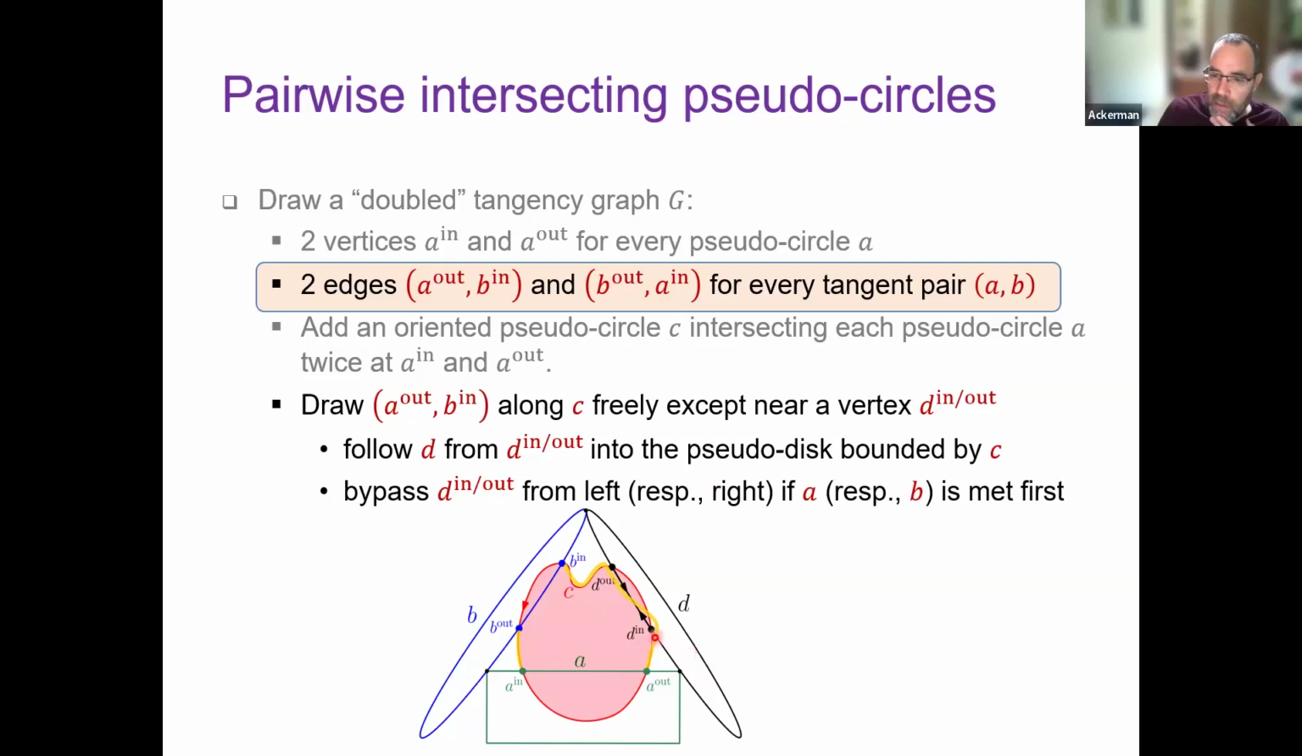So let's say that now I'm at D in. I look at the pseudo-disk which is bounded by C, and I follow into this pseudo-disk. Because every pair of pseudo-circles intersect, at some point I should meet B, and at some point I should meet A. In this case, first I meet B, and then the rule is that I go from the right, and if I first meet A, then I go from the left. So this is the rule. I'm bluffing a little bit, so don't correct me.